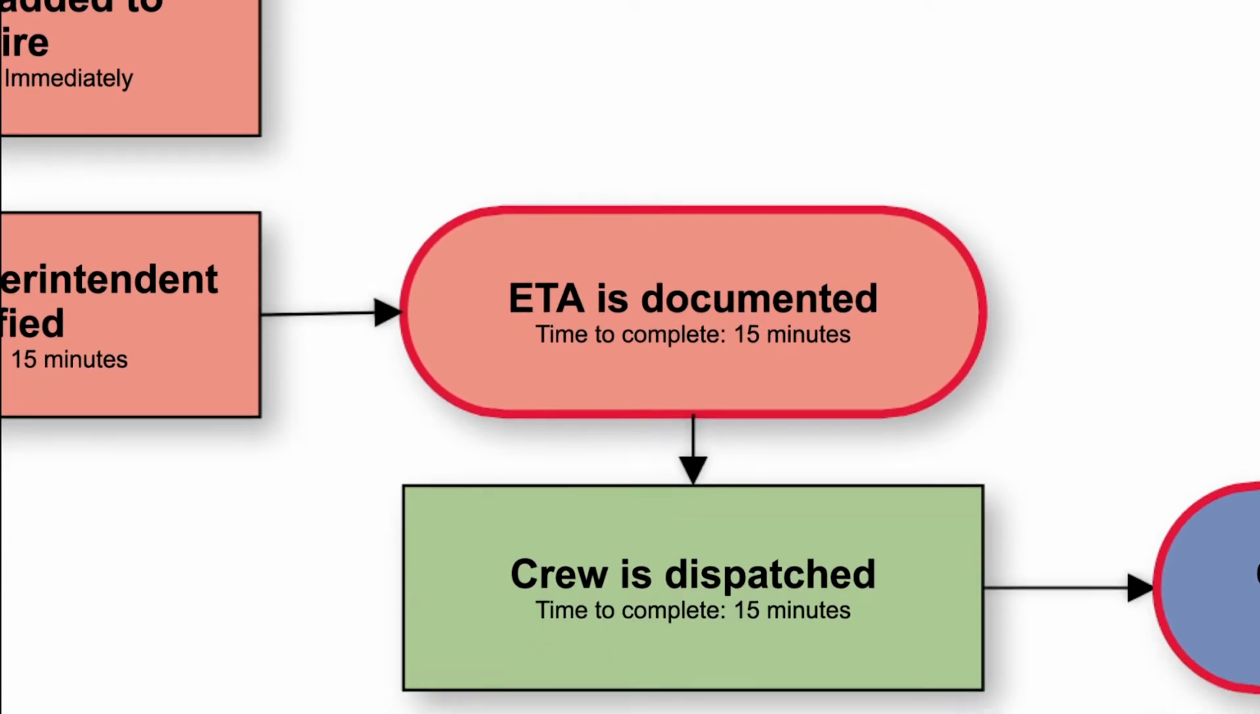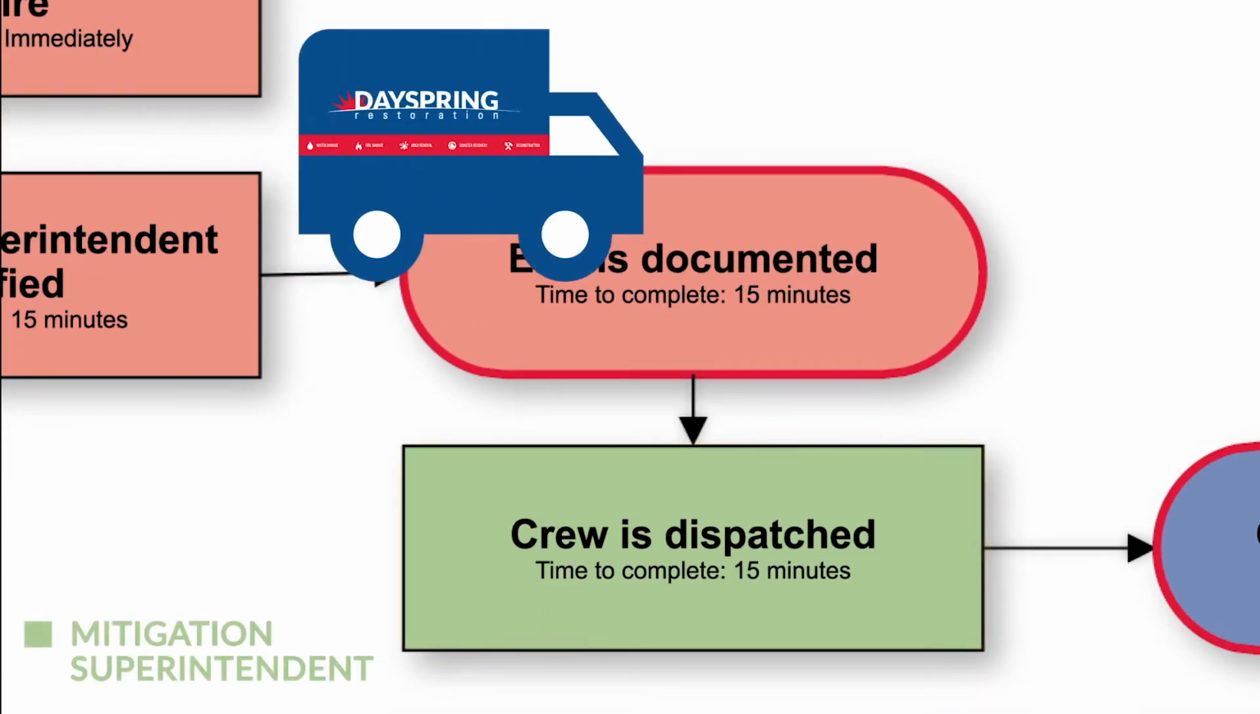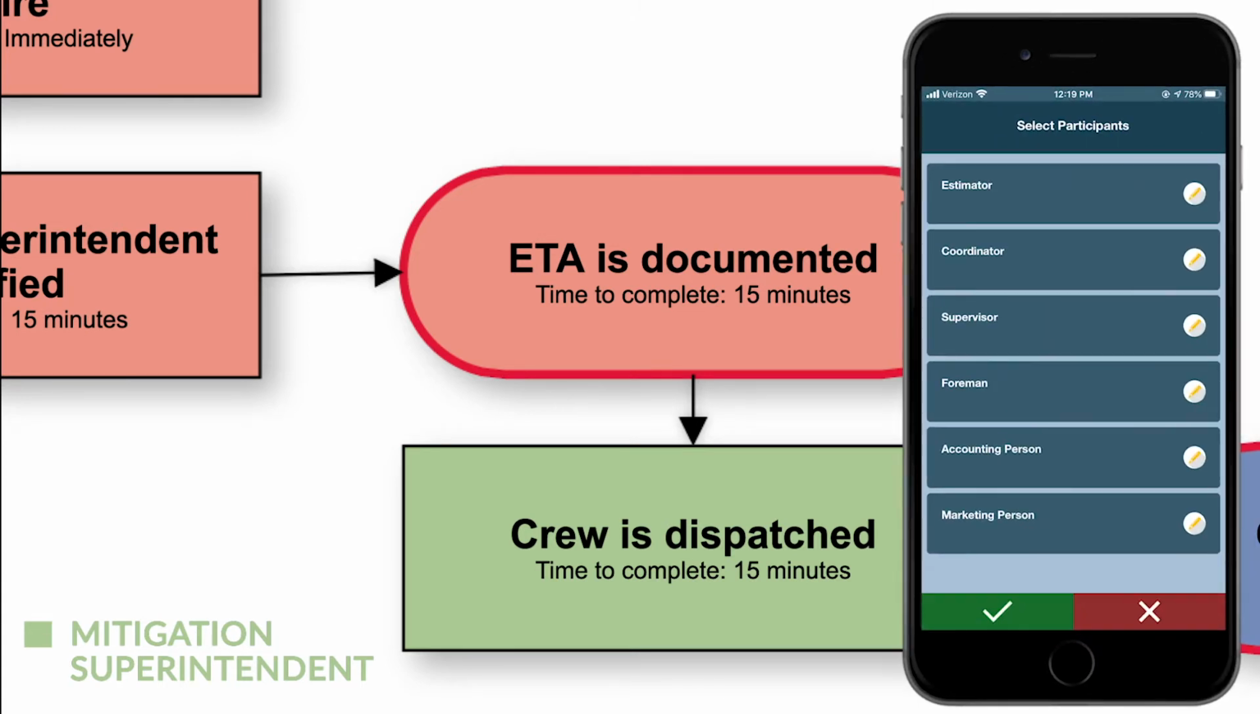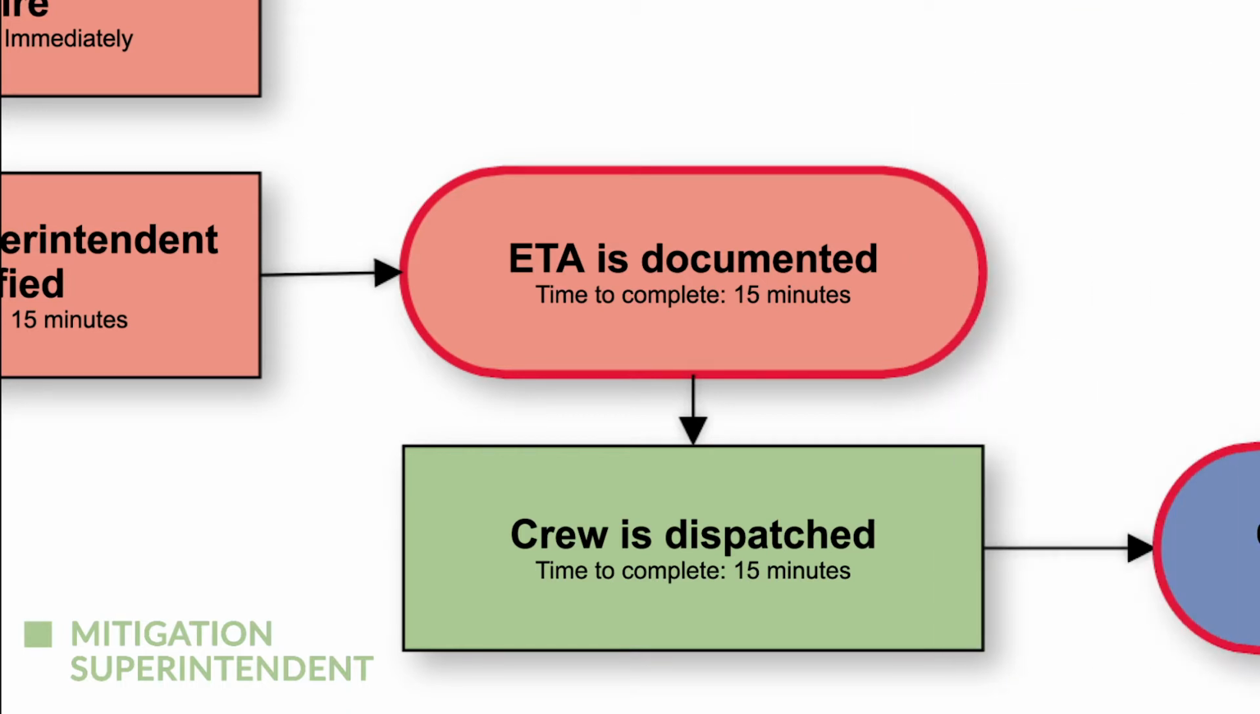Next, the mitigation superintendent makes arrangements for the technicians to respond to the loss, and also establishes who will take the lead on the job and enters their name as foreman in Solitaire. By entering in this information correctly, the next task will be triggered appropriately.